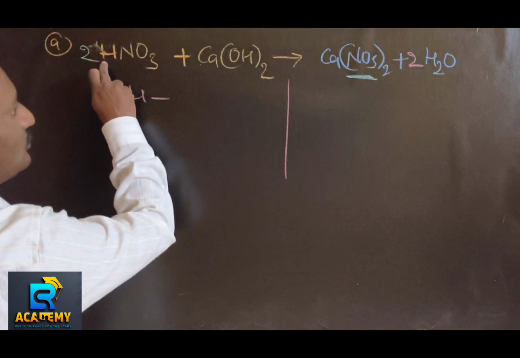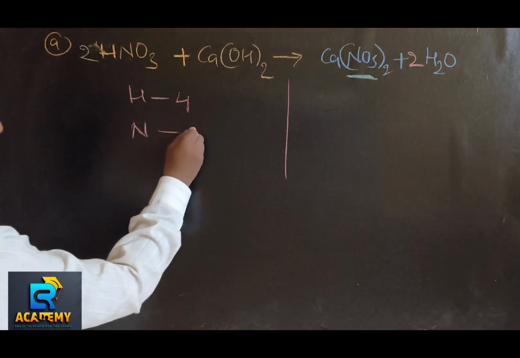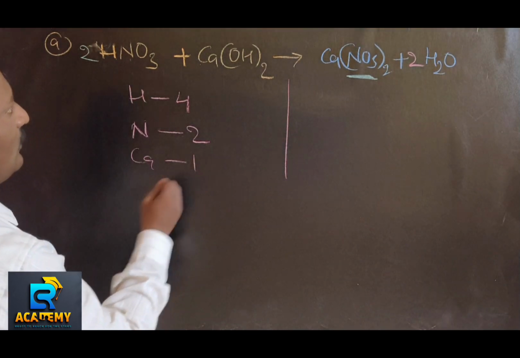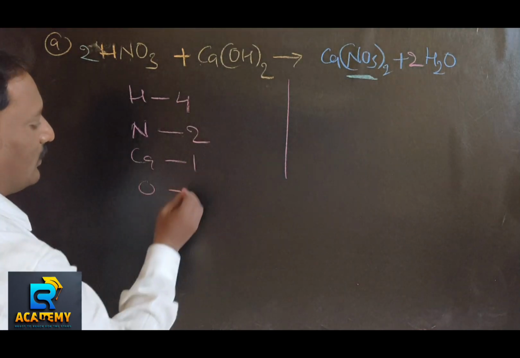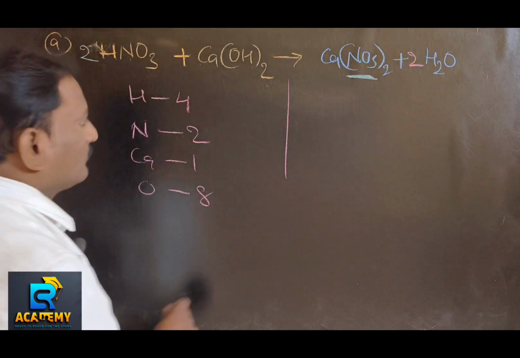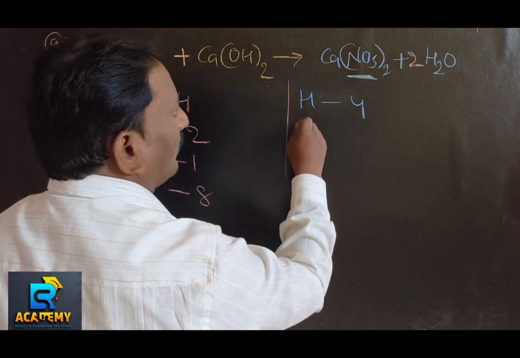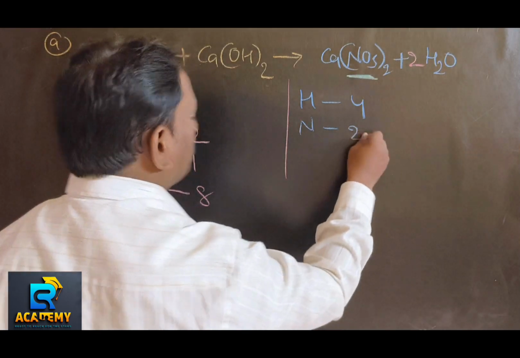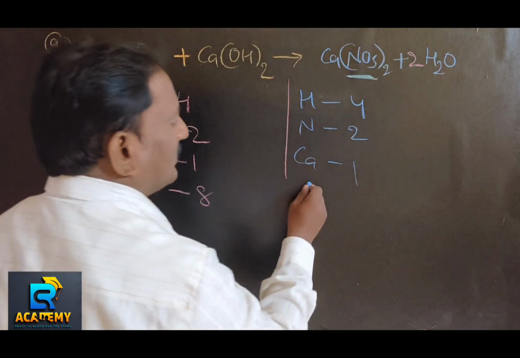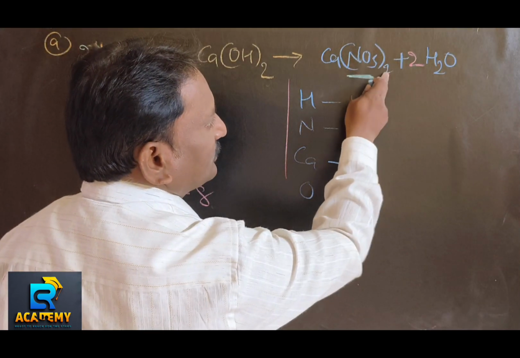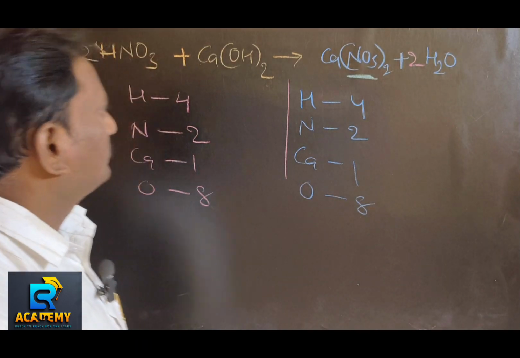Hydrogens 2 into 2, total 4. Nitrogens 2. Calcium 1. Oxygens 2 into 3, 6, plus 2, 8. From this side, hydrogens 2 into 2, 4. Nitrogen 2. Calcium 1. Oxygens 3 into 2, 6, plus 2, 8. It is a balanced chemical equation. Make a note.